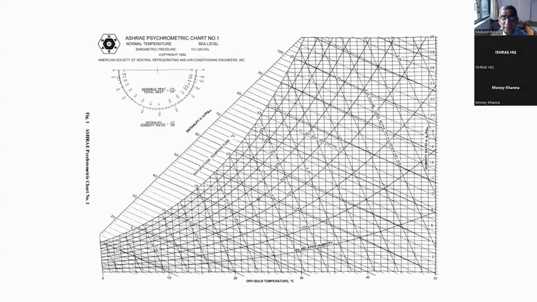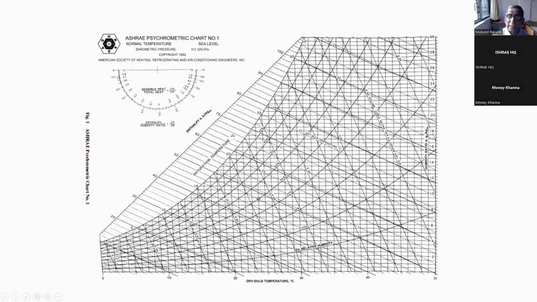If we see the ISHRAE psychrometric chart, and if we go to 0 degrees centigrade, actually the dry bulb lines are slightly slanted. If we go to the entire left, you can see that the dry bulb lines are not vertical. Why are they not vertical? Because it's a derived axis.